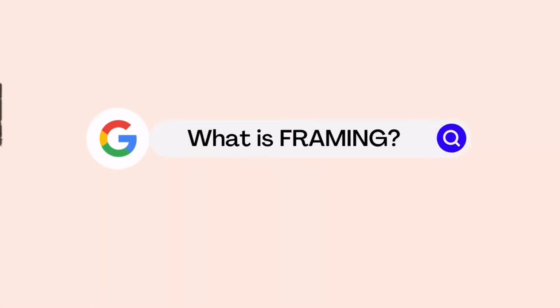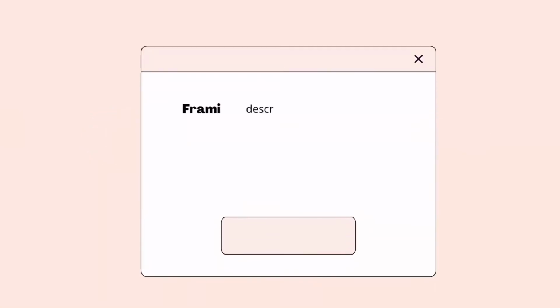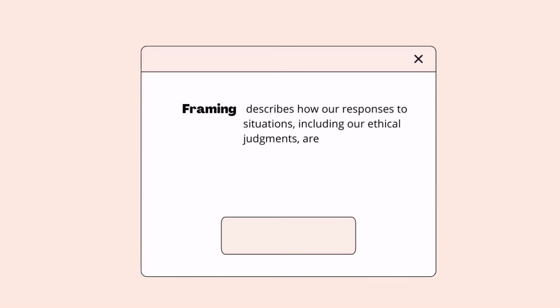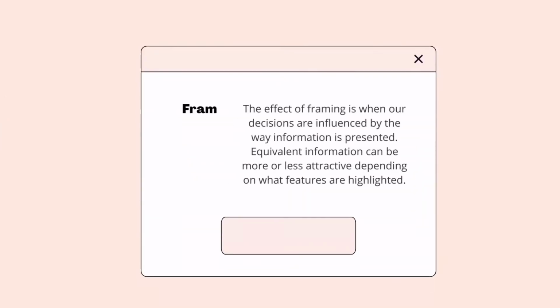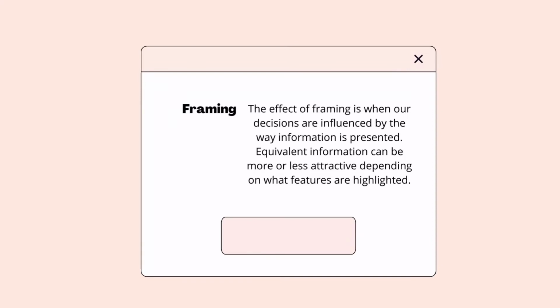What is framing? Framing describes how our responses to situations, including our ethical judgments, are impacted just by how those situations are posed or viewed. The effect of framing is when our decisions are influenced by the way information is presented. Equivalent information can be more or less attractive depending on what features are being highlighted.